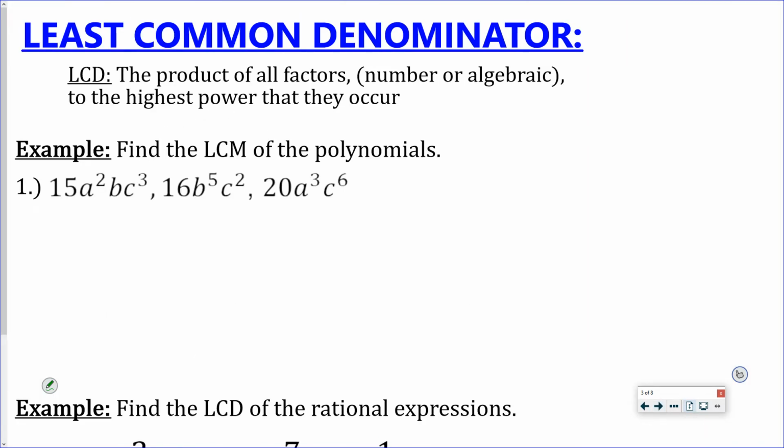So LCD, you guys all told me that stands for least common denominator. When we throw in algebra here, the LCD is just the product of all the factors to the highest power that they occur. All right? So really when you're finding the least common denominator, you're finding the least common multiple of the two numbers. And there are some in your homework that are phrased this way, like least common multiple.